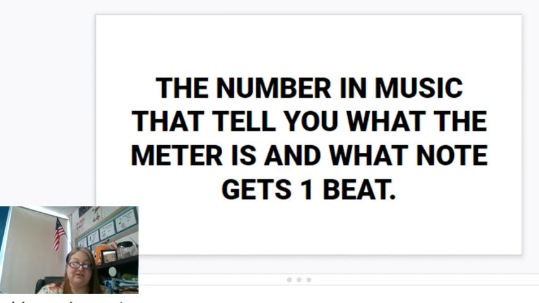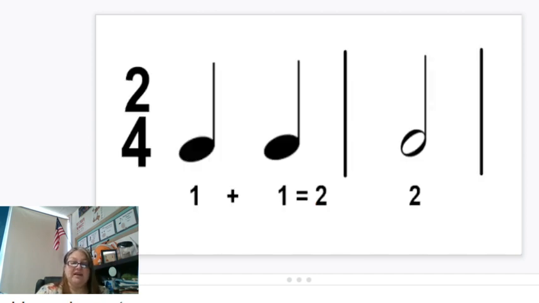It looks like a fraction. So this piece of music is in the meter of 2. See the 2 here? It is in the meter of 2, and you have 2 measures. 1 measure of 2 beats, 2 measures of 2 beats. Let's play it. Ready, go.